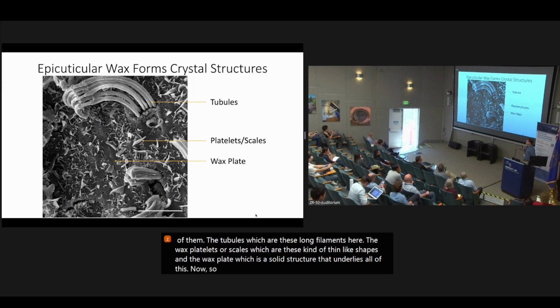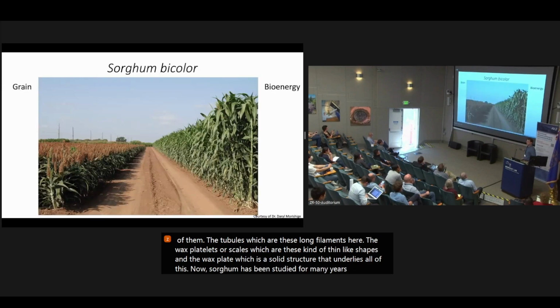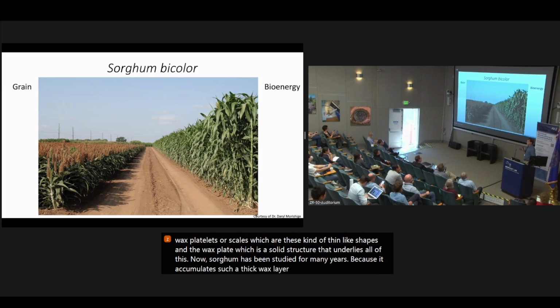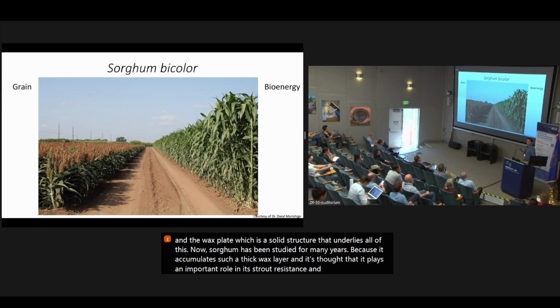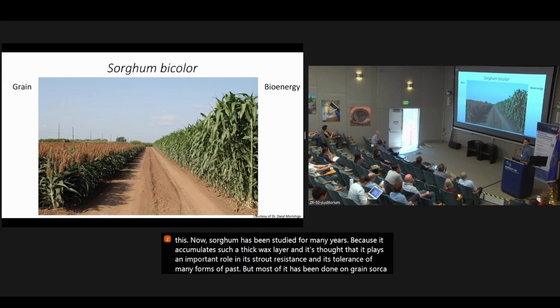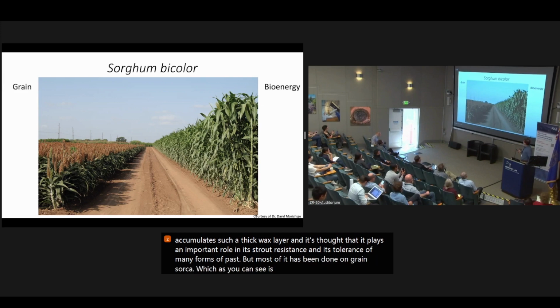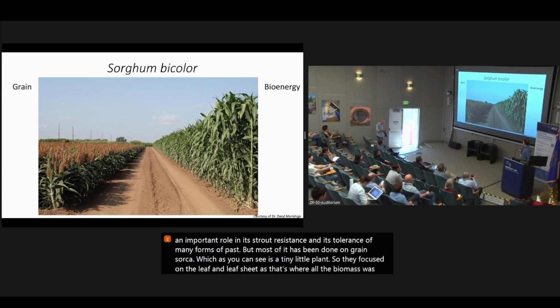Now, sorghum has been studied for many years because it accumulates such a thick wax layer, and it's thought that it plays an important role in its drought resistance and its tolerance of many forms of pests. But most of it has been done on grain sorghum, which, as you can see, is a tiny little plant. So they focused on the leaf and leaf sheath, as that's where all the biomass was that wasn't being harvested.